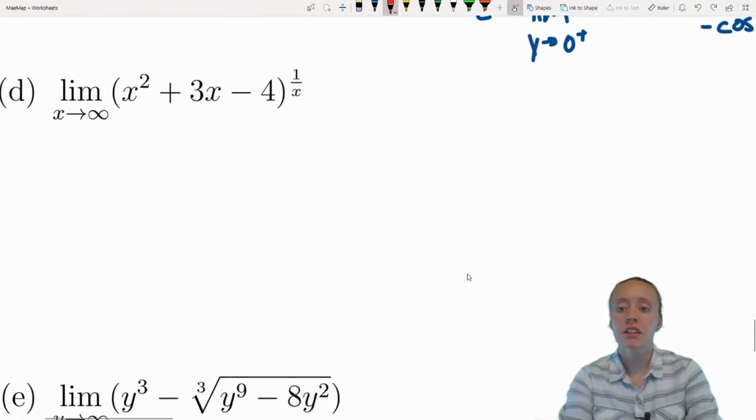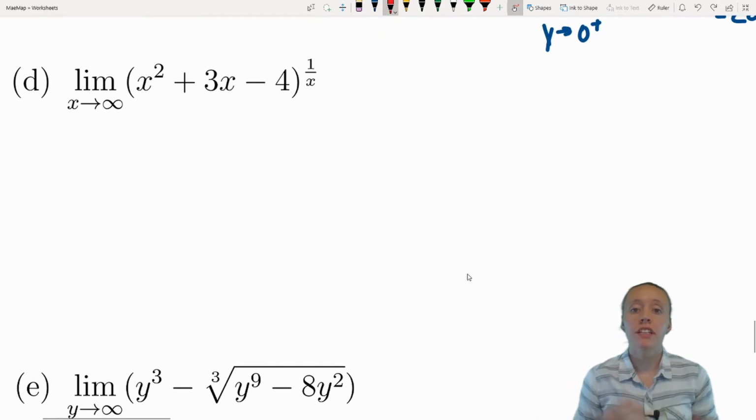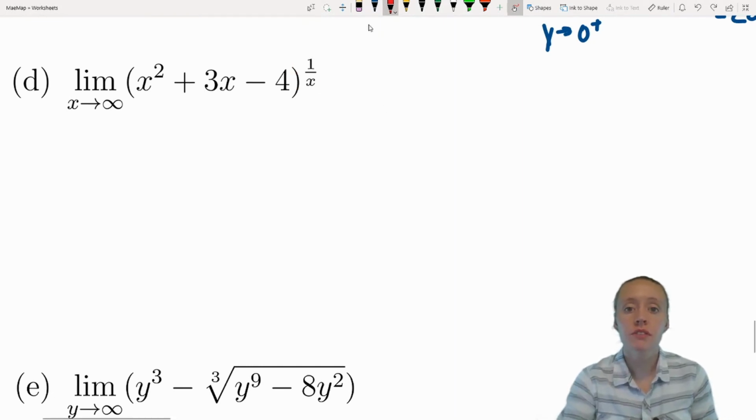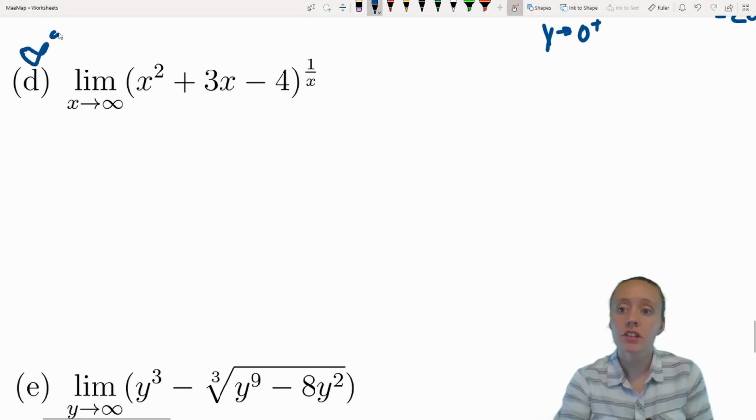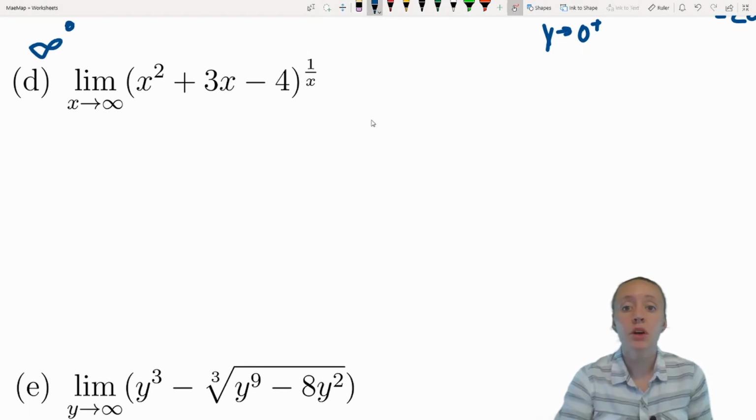Moving on to d, what do we have in this case? We're going to have infinity to the 0. So this is in the form of infinity to the 0. Again, we don't want that exponent where it is, so we're going to have to take the ln.